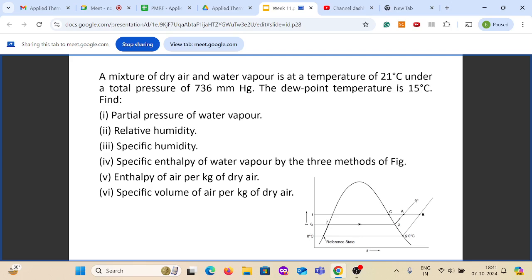2. Relative humidity. 3. Specific humidity. 4. Specific enthalpy of water vapor by the three methods of the figure. 5. Enthalpy of air per kg of dry air. 6. Specific volume of air per kg of dry air.